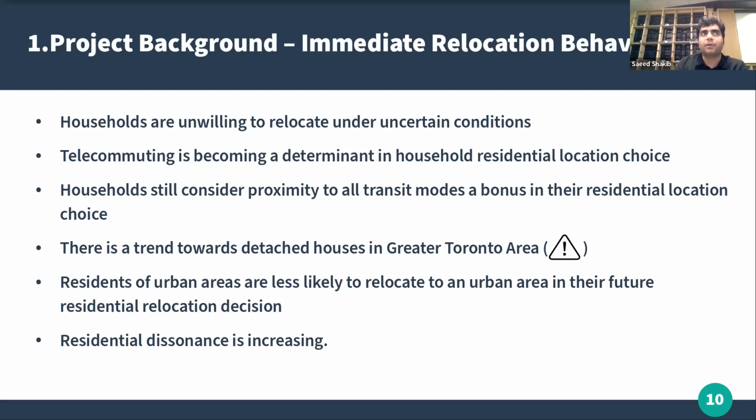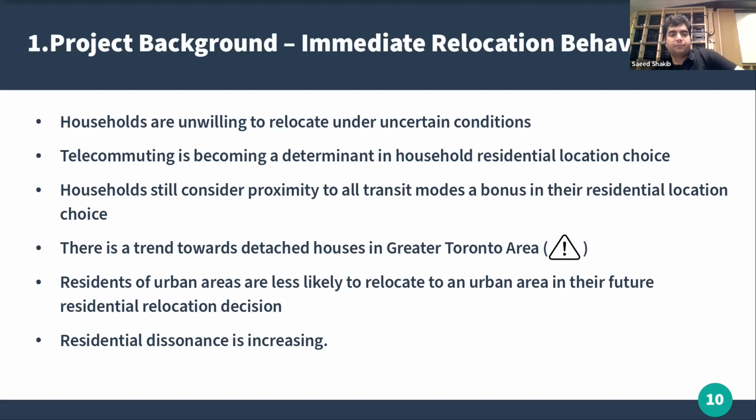The second cycle can help a little bit more in knowing what's happening here. We also realized that residents of urban areas are less likely to relocate to urban areas in their future relocation choices, especially condo dwellers, who were less likely to move into a condo in an urban area.